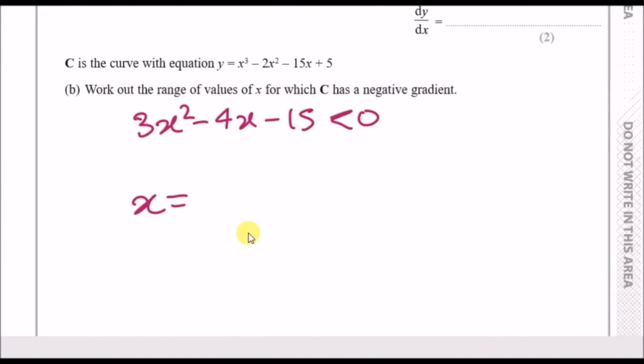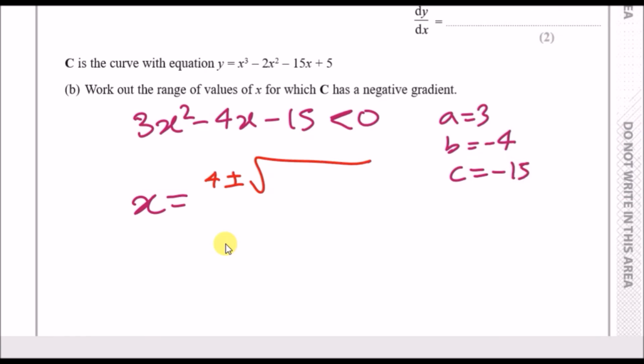right here, we got our values. We have a, which is 3, b, which is negative 4, and c, which is negative 15. So I'm going to put this in the formula. Minus b is going to be minus negative 4, plus or minus the square root of b squared, so 16, minus 4 times a times c, all over 2 times a.